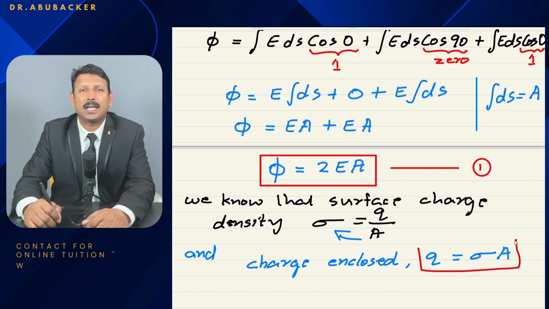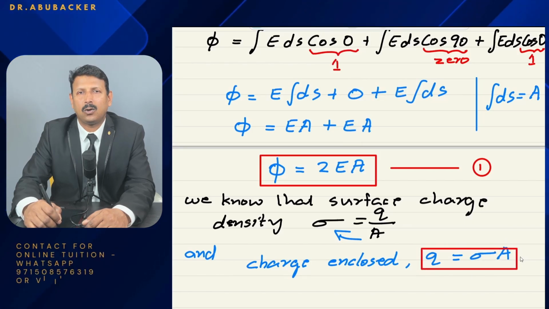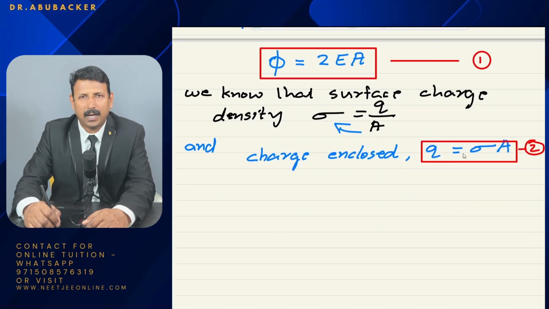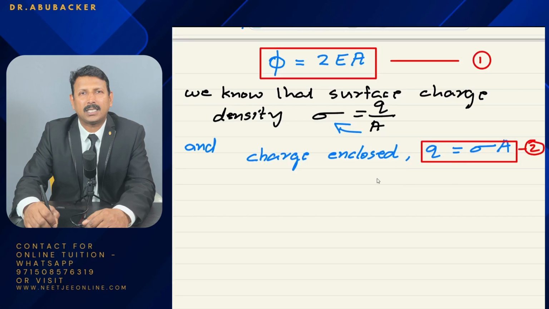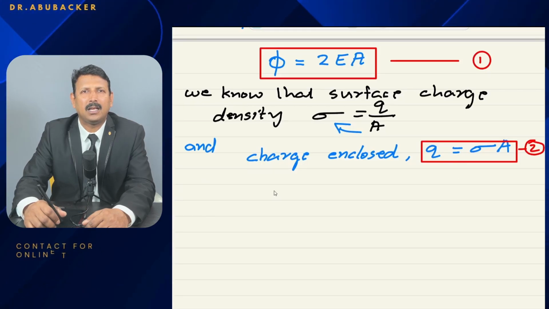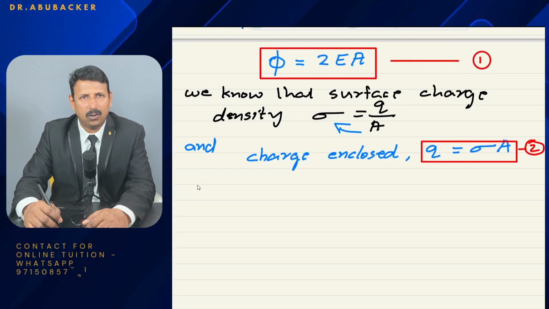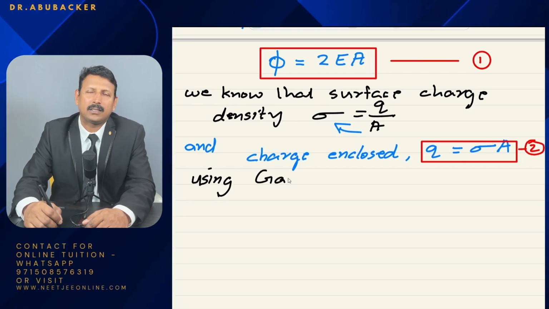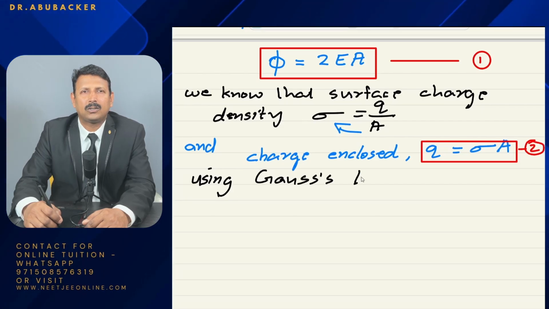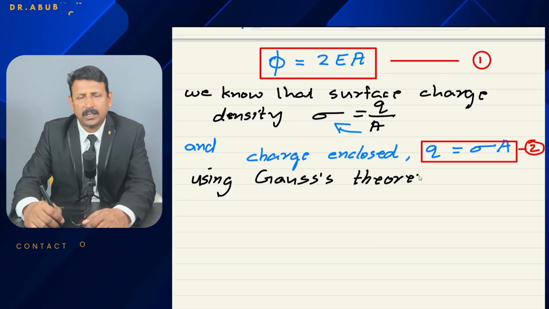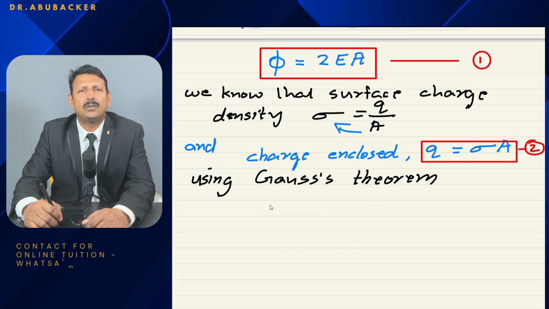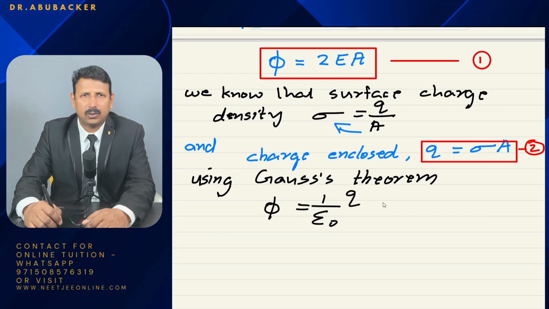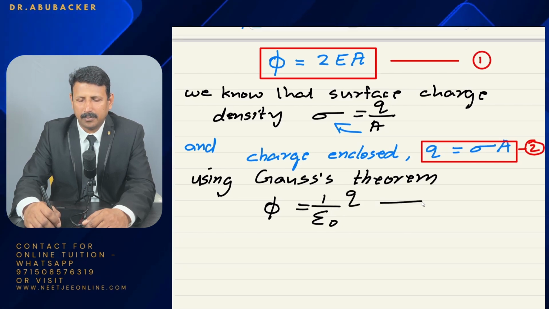Remember, this topic is application of Gauss's theorem. So we can use the Gauss's law equation now. The charge enclosed, we found, Q is equal to sigma A from the surface charge density. Now we are going to write Gauss's law. The same method is followed for the next two, only the variables change. What is the purpose of Gauss's theorem? Gauss's theorem is used to find the flux. So using Gauss's theorem, flux is equal to 1 by epsilon 0 times Q.